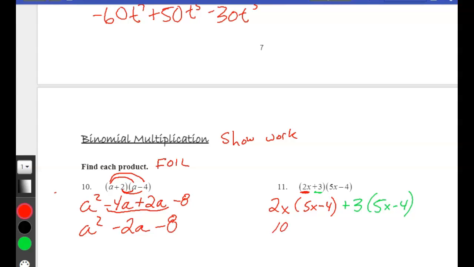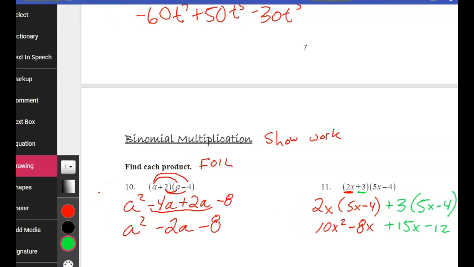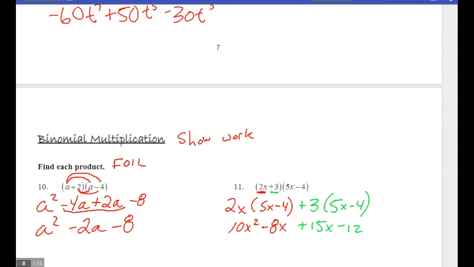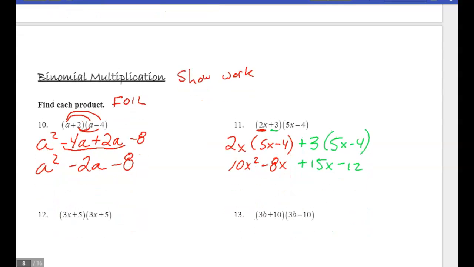So 2x times 5x is 10x squared. 2x times -4 is -8x. And then over here on the green side, 3 times 5x is positive 15x. And then 3 times -4 is -12. Well, maybe you guys didn't do it this way in middle school. This is going to come in handy when we get to some stuff later in this lesson, or chapter, sorry. So this is probably the preferred way to go.